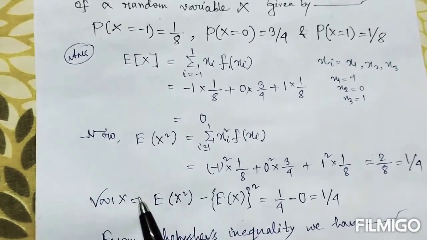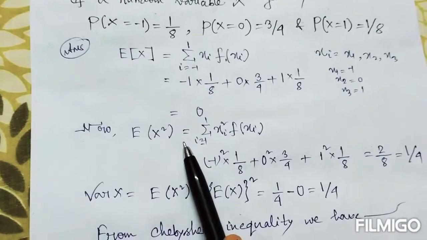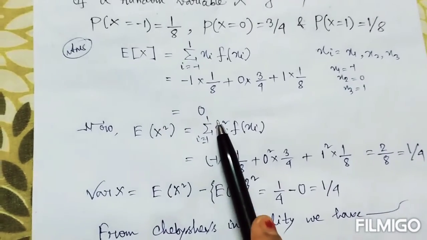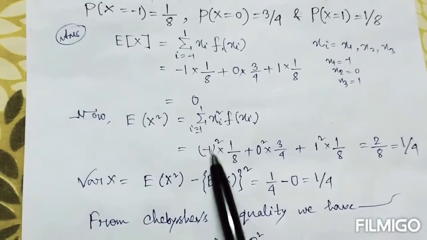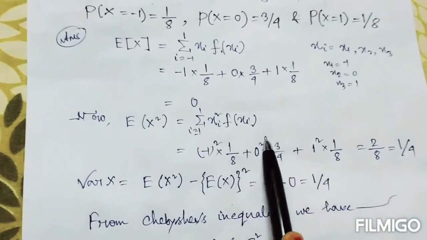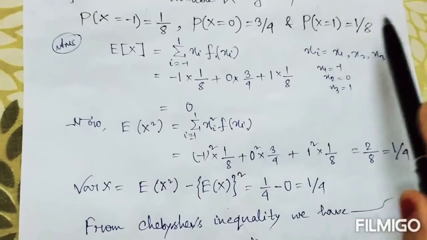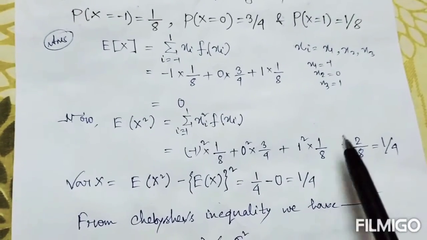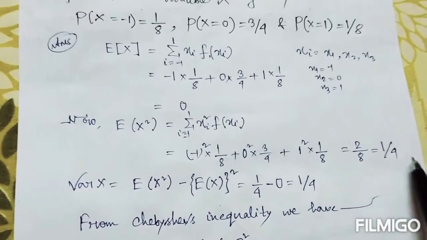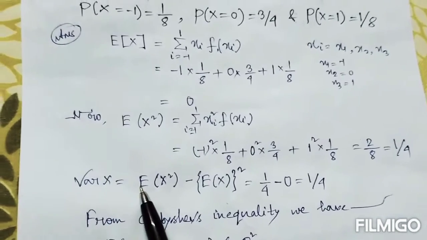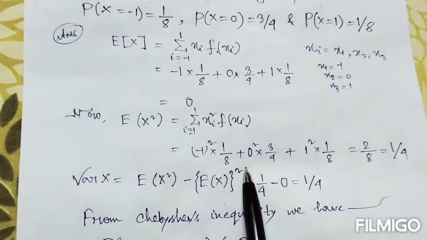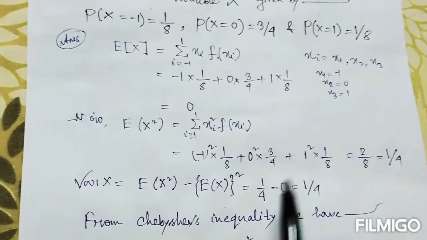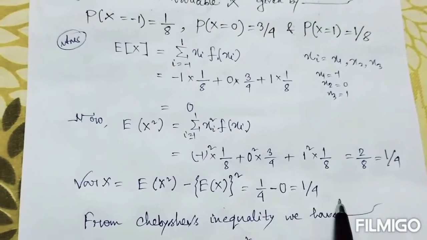Again, we find E(X²) to find out the Var(X). E(X²) = summation of x_i² f(x_i) = (-1)² times 1/8 plus 0² times 3/4 plus 1² times 1/8, that is 2/8 equals 1/4. So Var(X) = E(X²) - (E(X))² = 1/4 - 0² = 1/4.